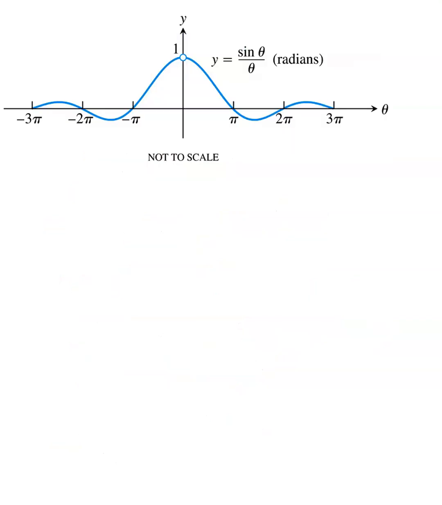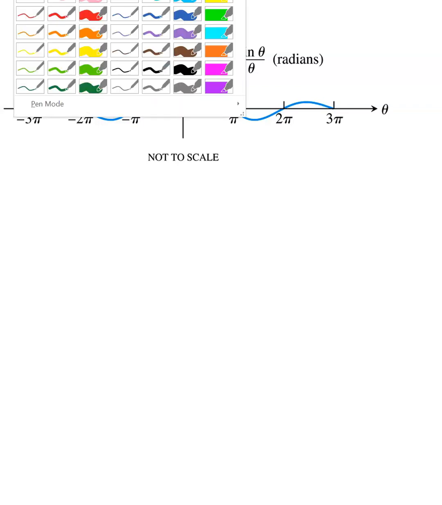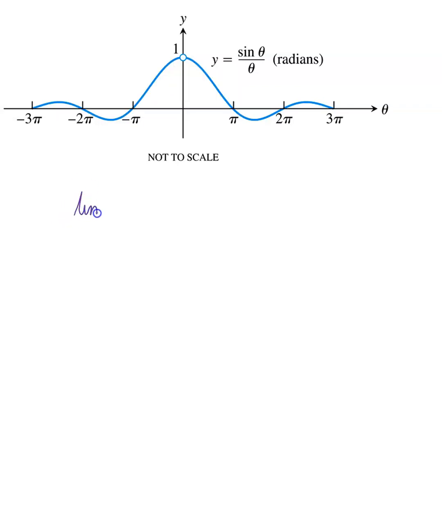Now take a look at this graph. This is the graph of sine theta over theta, and this is in radians. It's measured in radians. What is the limit when we approach 0? When theta approaches 0, what is the limit of sine theta over theta? So let me write that out here. The limit of sine theta all over theta as theta approaches 0. Okay, what is it equal to?